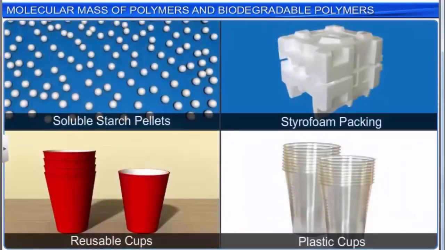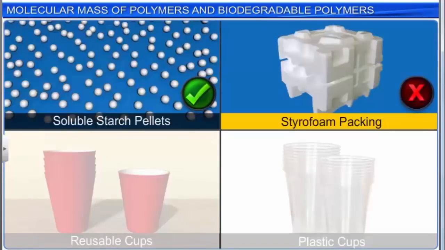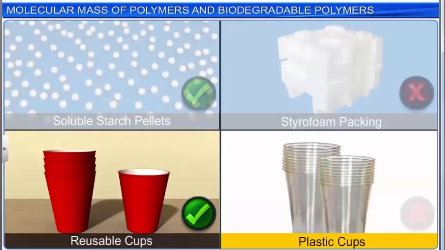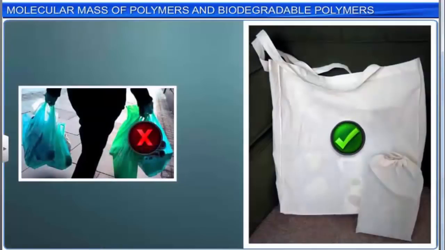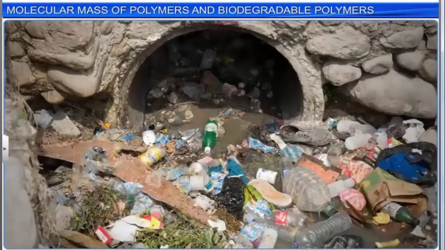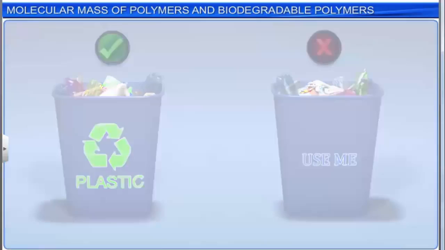You can choose better alternatives that will help reduce the use of plastics. Use soluble starch pellets instead of styrofoam packing. Use reusable cups instead of disposable plastic cups. Bring reusable bags when shopping, and make sure polythene bags stay out of drains. Recycle your plastics or reuse them instead of just throwing them into the trash. Many plastics can be recycled.